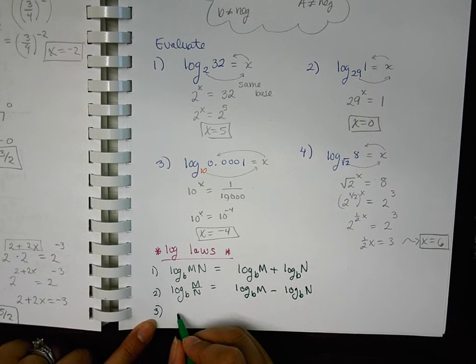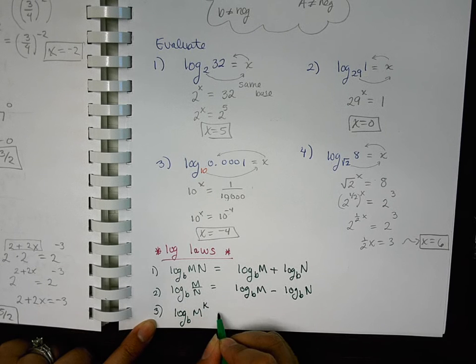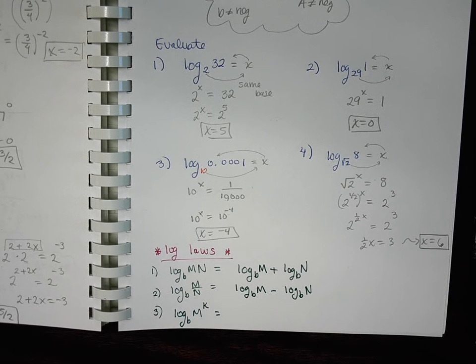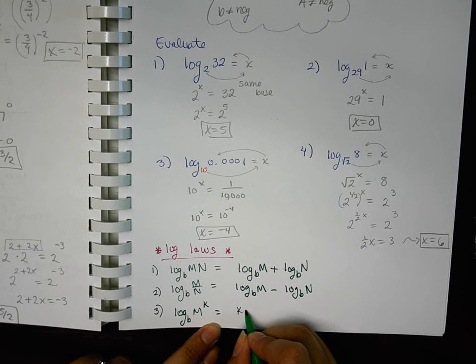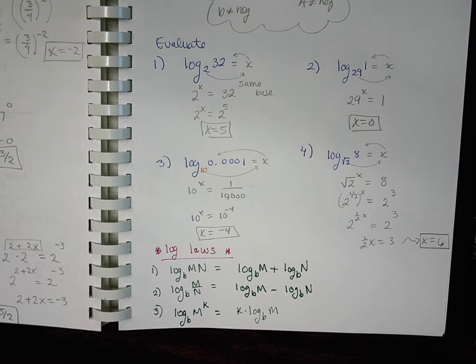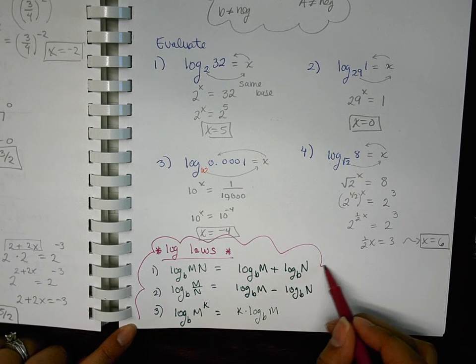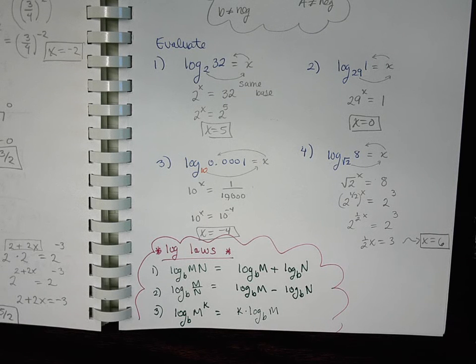Okay. Log base b of m to the k power. Does anybody remember what happens? It doesn't get ripped apart. Something happens with the k. It moves to the front. Good job. K times log base b of m. You will need to have these memorized. You will need to know them. And we're going to move on with the notes. Any questions before I move on?